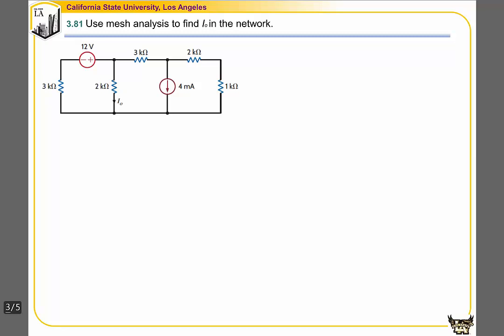In this example, we're going to use the mesh analysis to find I0 in the network. This is about a circuit with shared current sources. When I say shared current sources, it means a current source that is shared between the meshes. For example, this 4 milliamp source is shared between this mesh and this mesh.